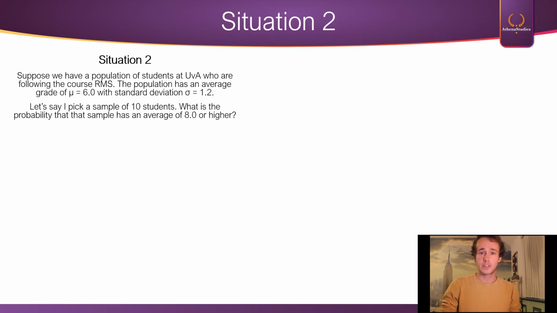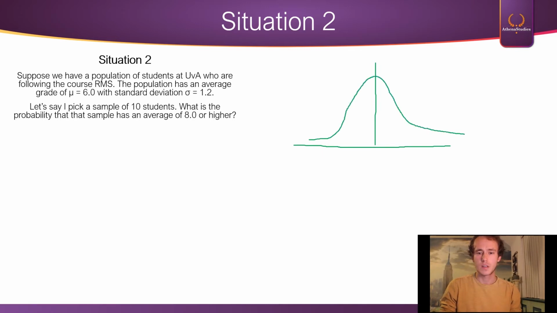So what I need to do, because we're working with a sample, is draw the sampling distribution. My drawing doesn't get better over the years. Very sorry. I hope you can still recognize the normal distribution in there. But the sampling distribution still is centered around the mean of 6.0. But in this case, the standard deviation is not called the standard deviation anymore, but it's called the standard error.